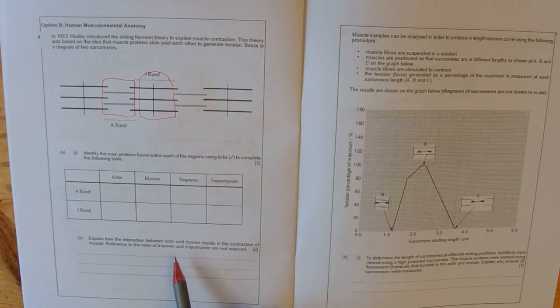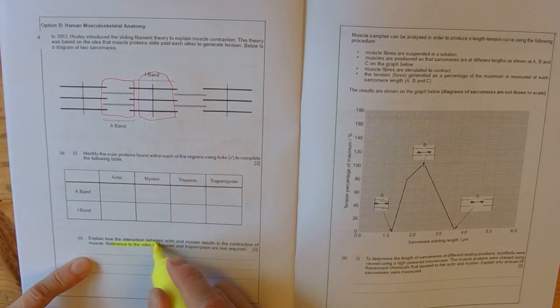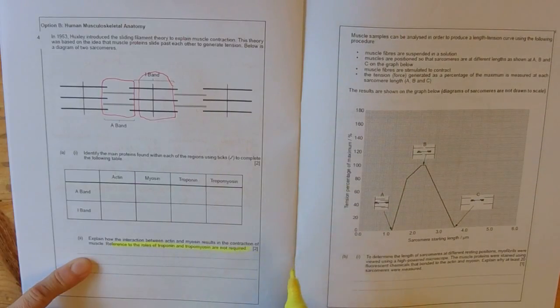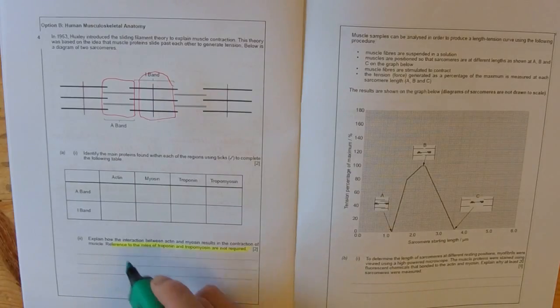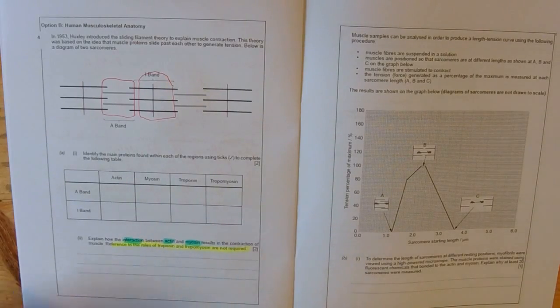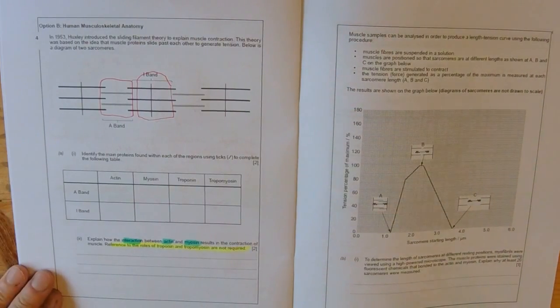Explain how the interaction between the actin and the myosin results in the contraction of muscles. Reference to the roles of troponin and tropomyosin are not required. So a couple of people have talked about that, and it says it's not required, so you're not going to get any marks for it. So interaction between actin and myosin, so telling us what happens between those, that's the interaction. Does anything move? Is anything used? What actually forms? Try and put some keywords in there.